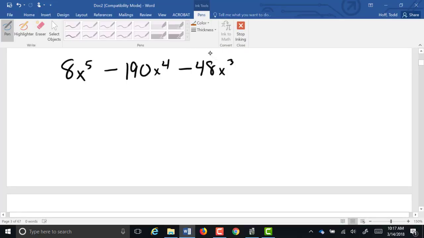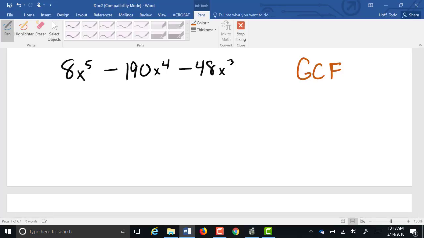Now, the first thing we will notice here is there is a greatest common factor. Two ways we notice that. The first one, the easy one to notice, there's an x in every term, isn't there? If that variable appears in every term, it's a common factor. So there's going to be a greatest common factor.